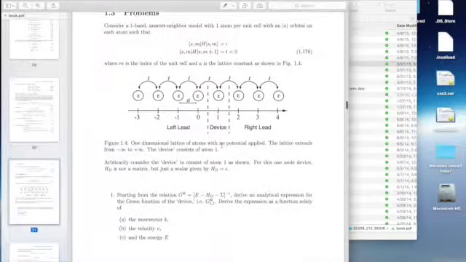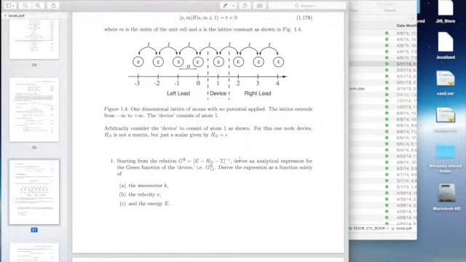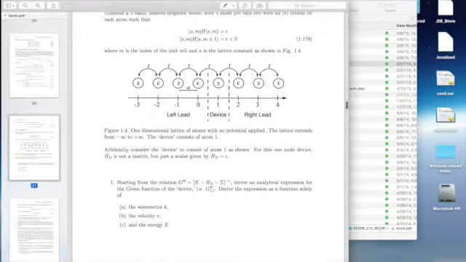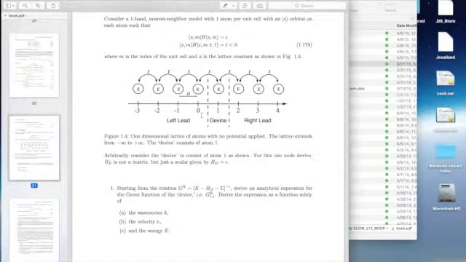And then, what do we want to do? So H sub D is epsilon. Starting from this relation, where H sub D is now just a number, epsilon, derive an analytical expression for the Green function of the, quote, device, which is just site 1. So the Green function of the device is just G11. We just want to calculate G11, and we're going to follow exactly what is done in the notes and in the chapter preceding it.